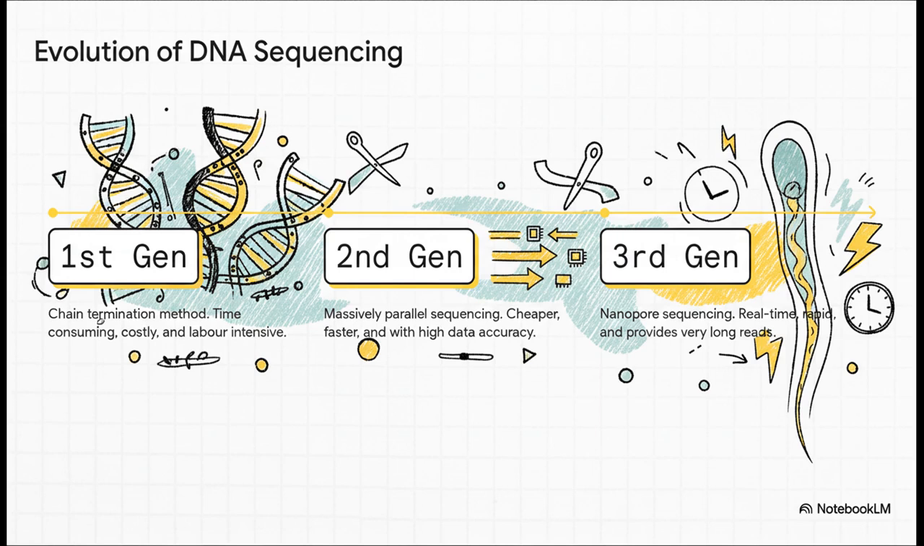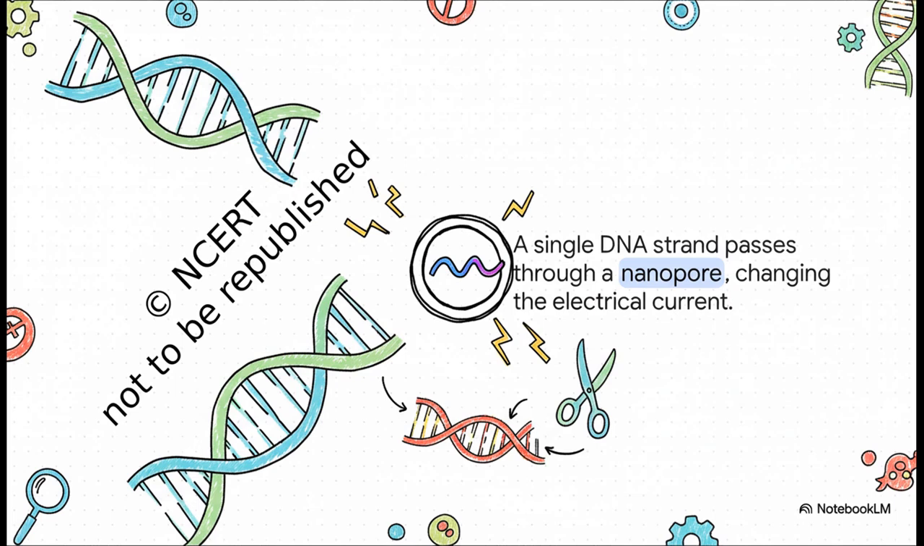The first generation was so slow and cost crores of rupees just to sequence one human genome. Then, the second generation got much faster and cheaper. And now, the third generation is so advanced, it's literally like reading a book in real time on your phone. This is the latest third-generation tech, and it is just amazing.